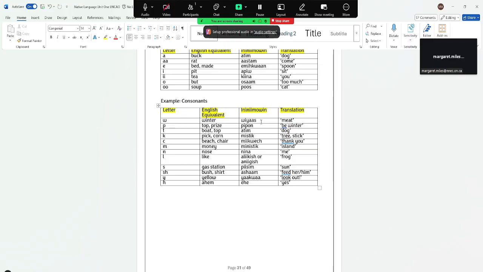Next, SH, the sh sound, as in the English equivalent, bush or shirt. And the Cree word, asham, meaning feed her or him.